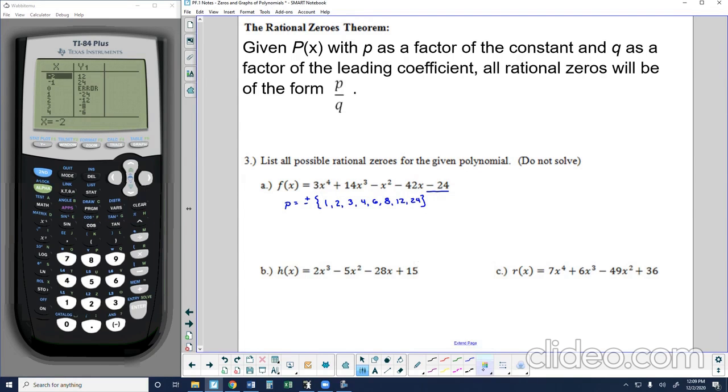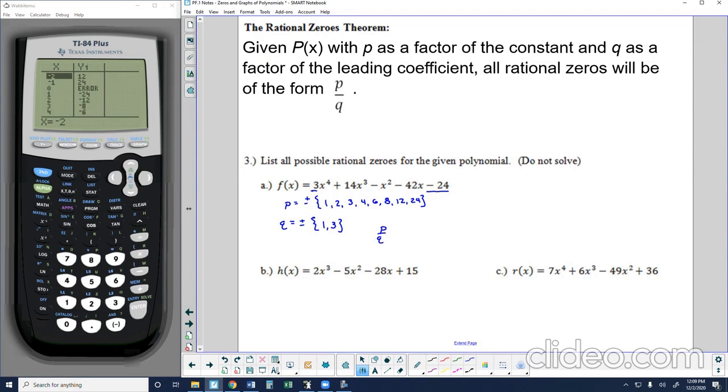Q is going to be a smaller grouping. Q is factors of the leading coefficient. And our leading coefficient is 3. So we could either have plus 1 and plus 3, or negative 1 and negative 3. So plus or minus 1 and 3. So my possible rational zeros for the polynomial are P over Q, or any of these numbers in a fraction over any of those numbers.